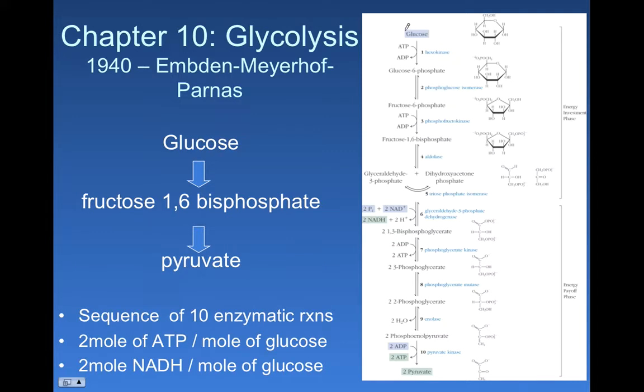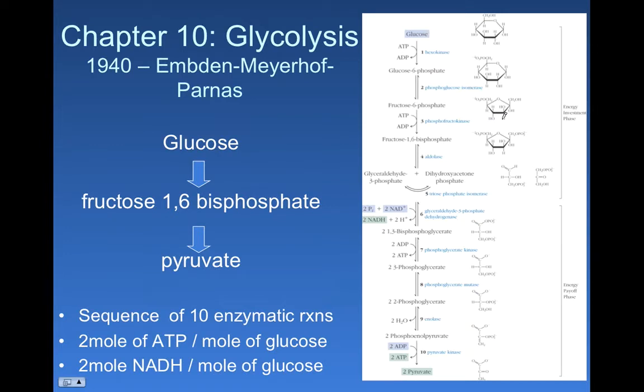Glycolysis is a cytoplasmic set of reactions. We have 10 reactions that are part of glycolysis. We start off with glucose, a 6-carbon sugar, and we end up at the end with 2 pyruvates. Pyruvate is a 3-carbon sugar. So we're not losing any carbons as part of this process. We're just lysing glucose into 2 pieces.